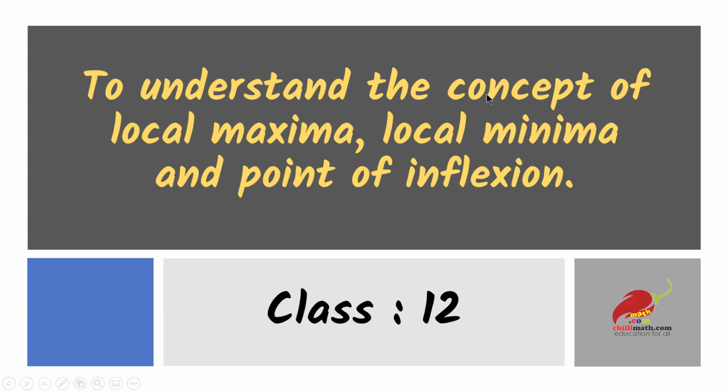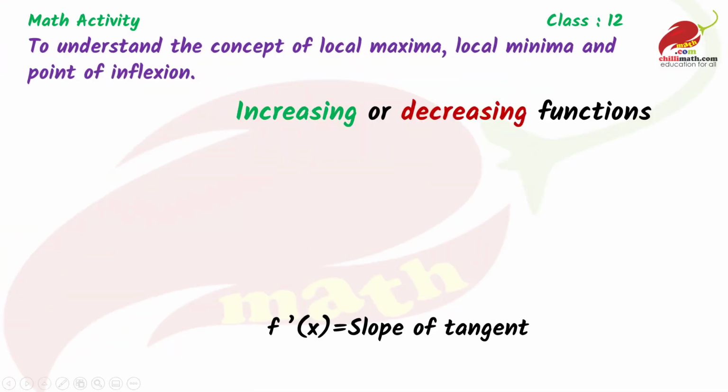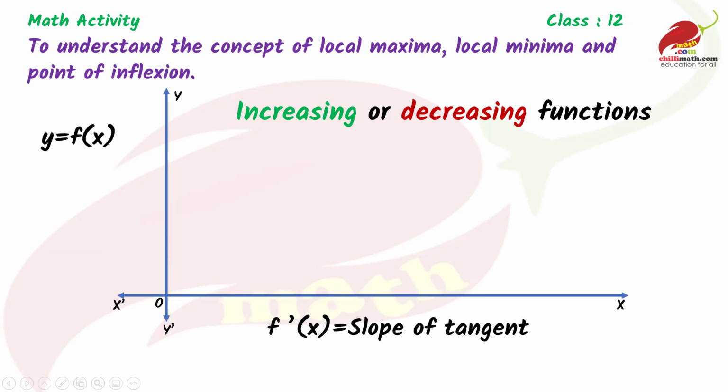Next activity is to understand the concept of local maxima, local minima and point of inflection. So first of all, one should know what are increasing or decreasing functions. Let's take a general function, drawing x and y axis. Let the graph of this function from a to b be like this. You can see from a to b this graph is increasing. We call this an increasing function.